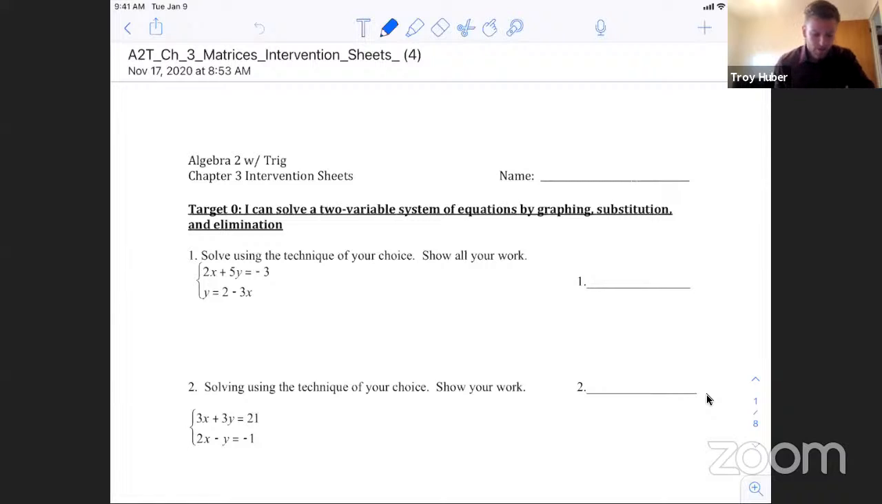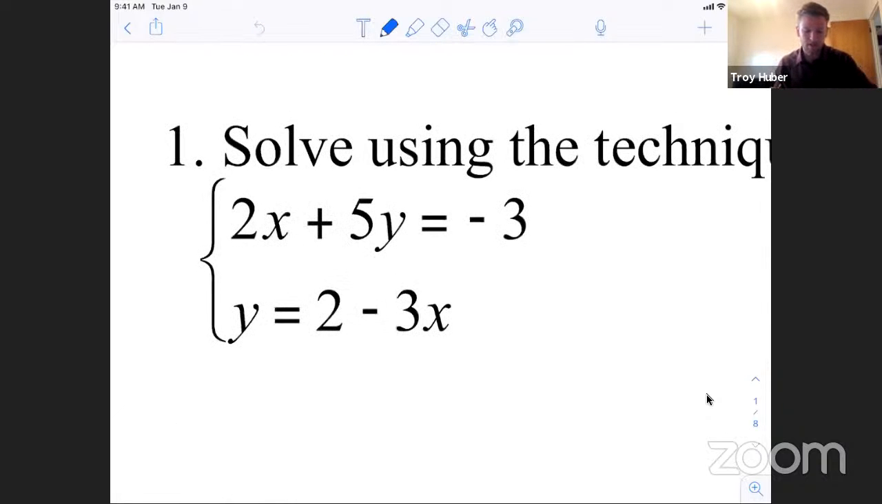All right, so the first target says I can solve a 2-variable system of equations by graphing, substitution, or elimination. I'm not going to show graphing today, but I will show the other two. I'm going to start by using substitution. In this one, it lends itself rather nicely to substitution because I already have this y variable isolated. So I know what y is equal to. y is equal to this right here.